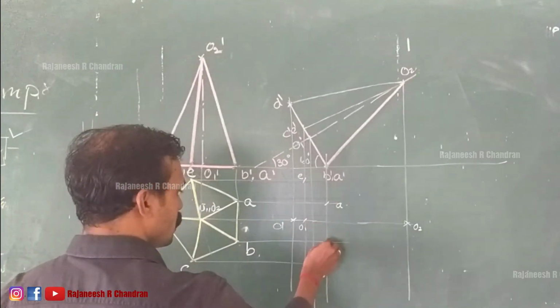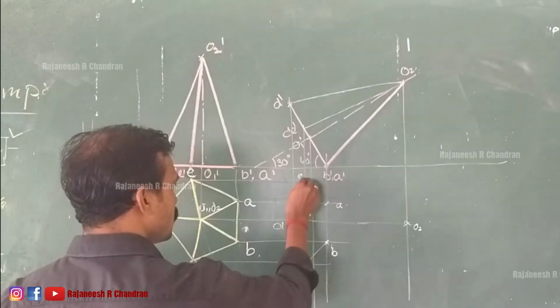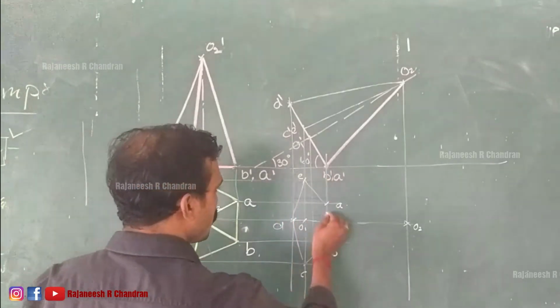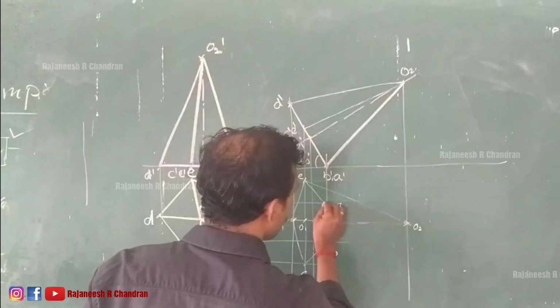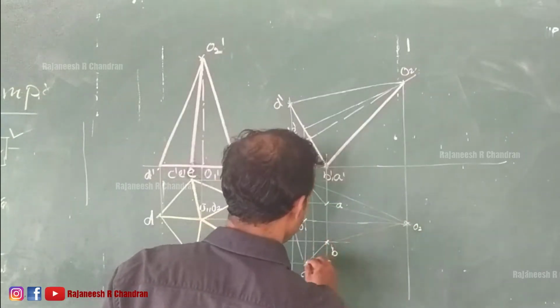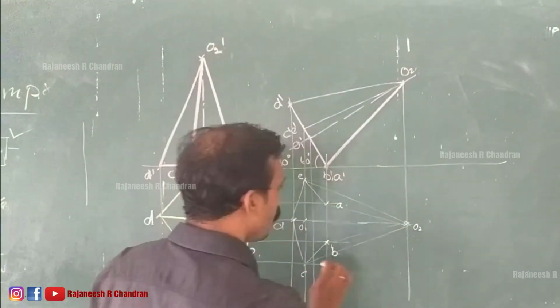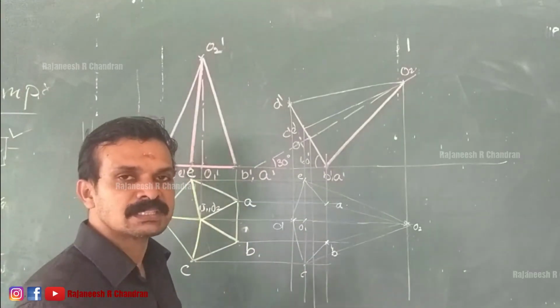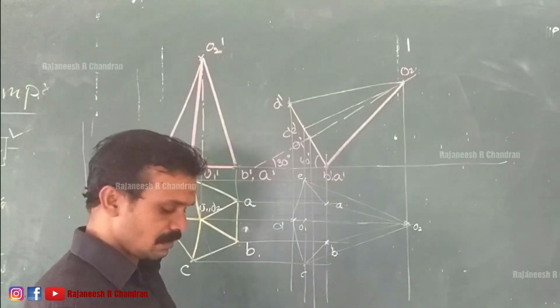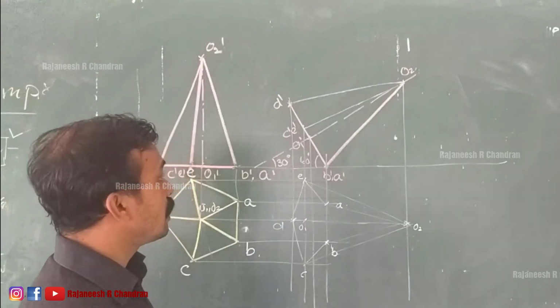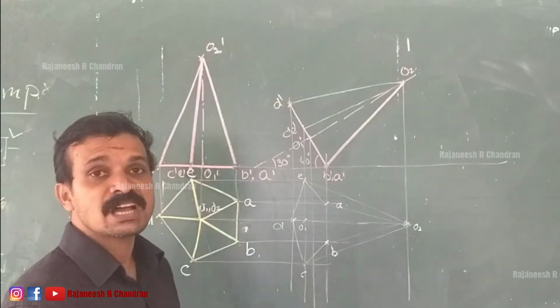Now, connect AB, BC, CD, DE and EA. Connect O2E, O2A, O2B, O2C and O2D. All these lines should be drawn with thin lines using 2 edge pencils. Now, we are going to check the visibility.